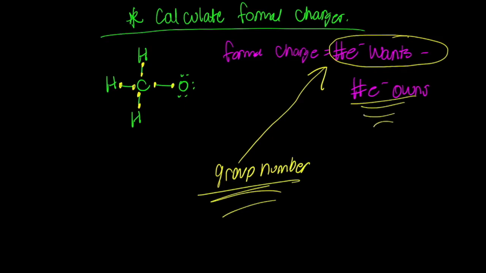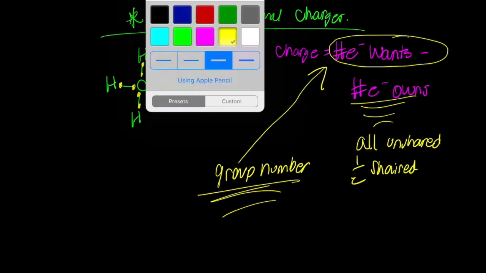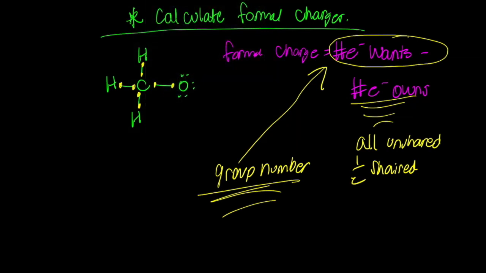And the number of electrons that something owns is going to be all the unshared, but half of the shared. And that kind of makes sense because, if you're sharing something, you technically only own half of it. So let me show you how to do it with carbon. The formal charge for carbon is going to be equal to the number of electrons carbon normally wants. Carbon is going to be neutral when it has 4 electrons. So that's how many it wants to be neutral.